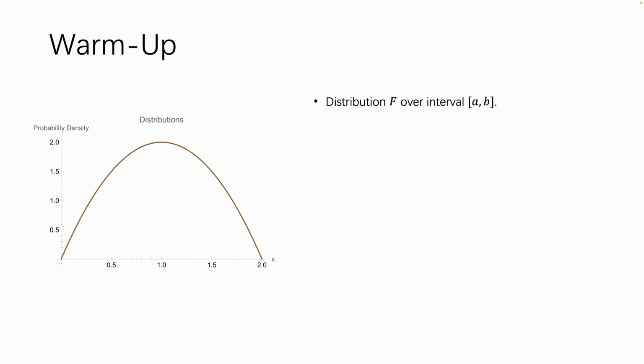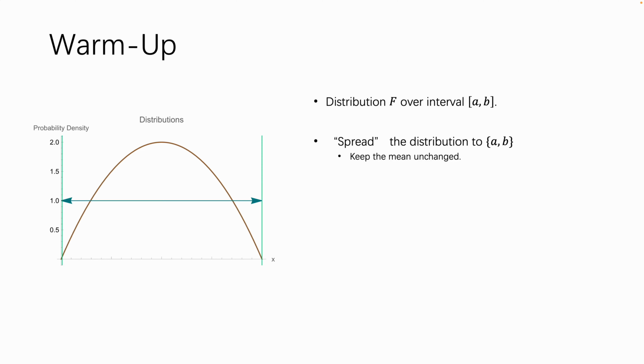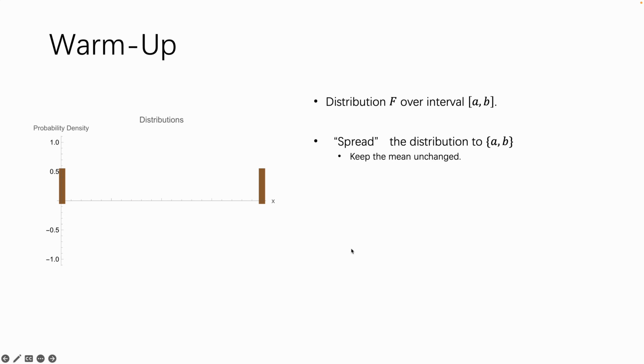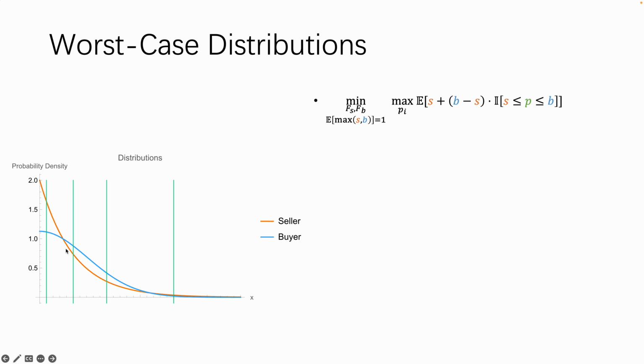Now let us consider a simple idea. For any distribution with a support on the interval from A to B, we can always spread the distribution to its boundary so that it is still a valid distribution with the same expectation. What's more, this distribution after spreading is a 2-point discretized distribution. And we could apply such ideas in characterizing the worst case distributions.